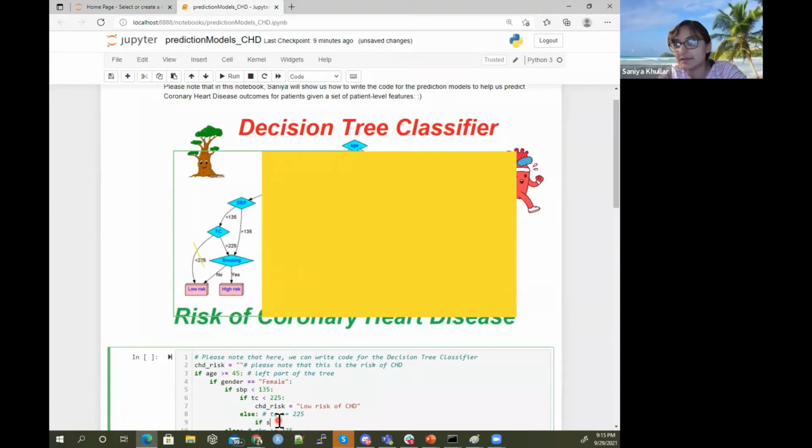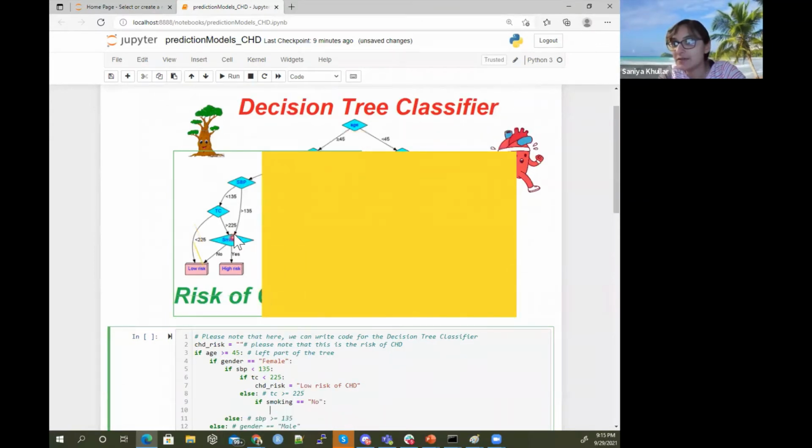If smoking equals, so this is checking for equality. That's what double equals is checking for. If smoking equals no, then we're coming along here, which is saying then CHD risk is low risk of CHD. That's where we are here. Else means that we are a smoker. So this is the other outcome.